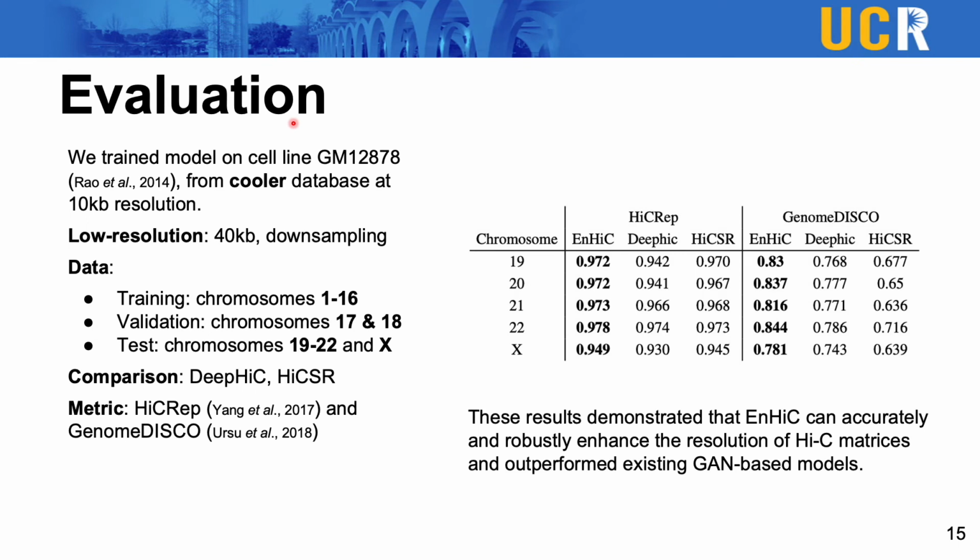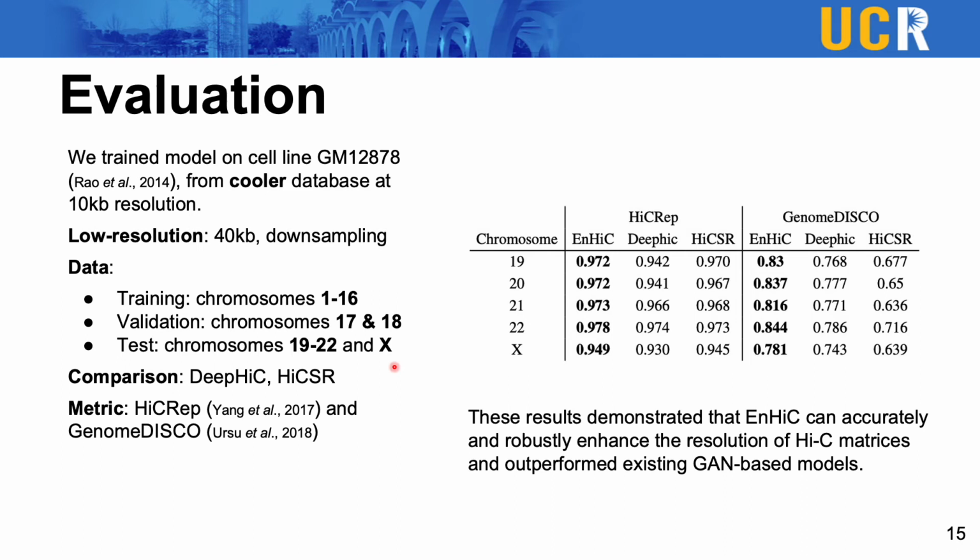In the evaluation, we compared EnHiC with DeepHiC and HiCSR, which are both GAN-based models. We trained the three models on cell line GM12878 from the Cooler database at 10 kilobases resolution. The low-resolution HiC data is at 40 kilobases resolution, generated by downsampling. Chromosomes 1 to 16 are in the training dataset, 17 and 18 are in the validation dataset, and the remaining 5 chromosomes are in the test dataset.